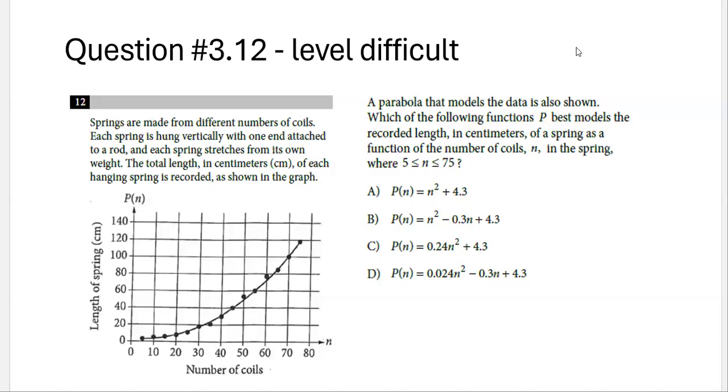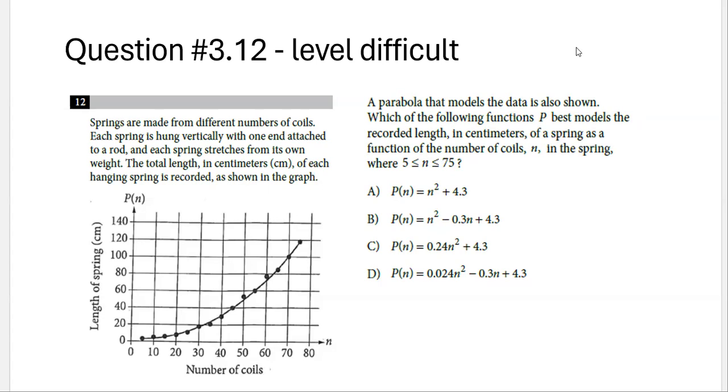This is number 12 on the 2020 PSAT exam. This is in the no calculator allowed section of the math portion of the exam. And they categorize this as level difficult, probably because no calculator is allowed. So they're trying to test if you can solve it without a calculator and think of it in a smart way to solve it without doing complicated calculations by hand.